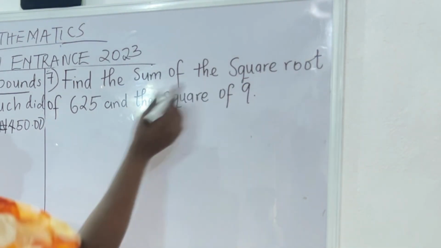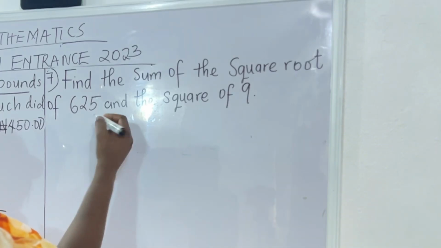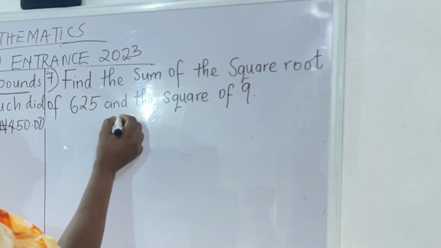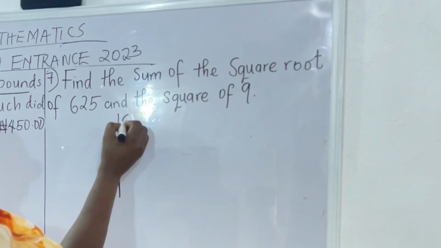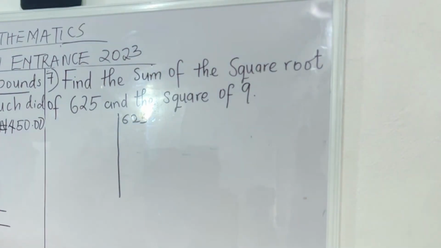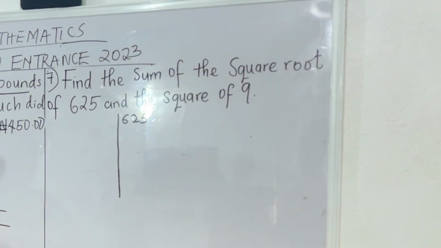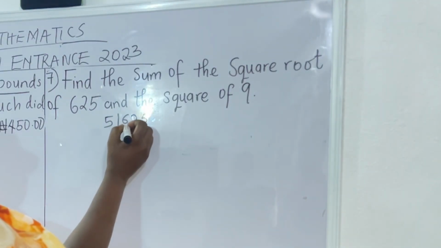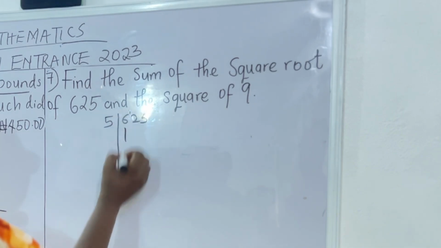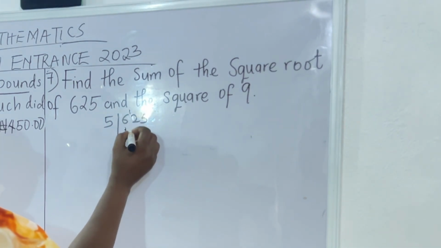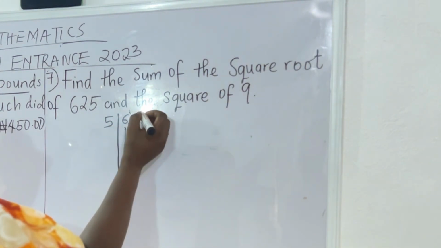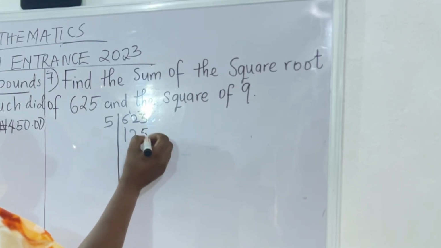Okay, so let's start. The square root of 625. How do we find square roots? Okay, you can use different ways. In case you don't know how to find square roots, let's just go ahead and do this. So you look for a number that can divide 625. The smallest number is what? 5. But if you know that 25 can divide, you can go ahead and use 25. So 5 in 6, you have 1. You bring 1 here. 5 in 12 is what? 2. Remainder 2. So 5 in 25 is 5.